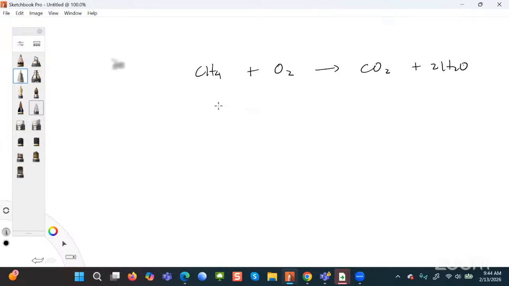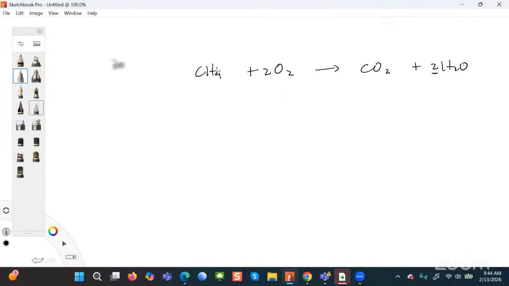Then I would move on to the oxygens, and what do I notice? I notice that we have 2 oxygens here, and we have 2 plus 2, because remember now, this 2 affects everything within the formula here. So we have a total of 4 oxygens on this side. We have 2 oxygens on the left side. So what I would do is put a 2 here, and now everything should be balanced.